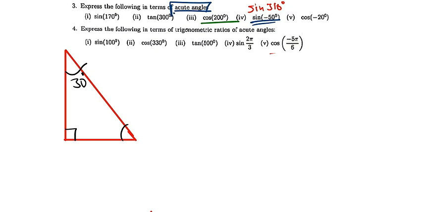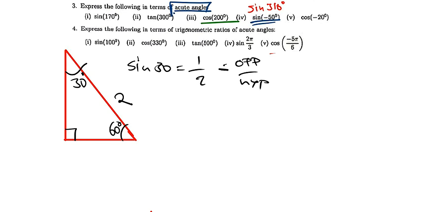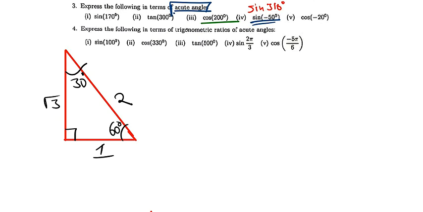30-60. So SOHCAHTOA tells us sine 30 is equal to 1 over 2, meaning that is opposite over hypotenuse according to SOHCAHTOA. So the hypotenuse is 2, the opposite is 1. The other side will obviously be root 3. We can generate the other angles from this triangle that involve 30 and 60, and even including 90, by the way. Okay. So sine 100.